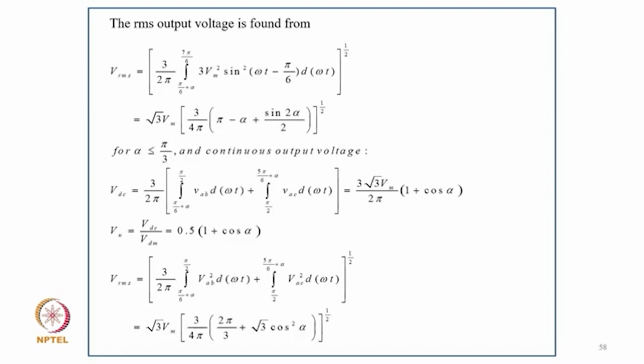pi by 6, 3 Vm square sin square (omega t minus pi by 6) d omega t, to the power half, equal to root 3 Vm in bracket 3 upon 4 pi in bracket (pi minus alpha plus sin 2 alpha upon 2) to the power half, for alpha less than pi by 3, and continuous input voltage.